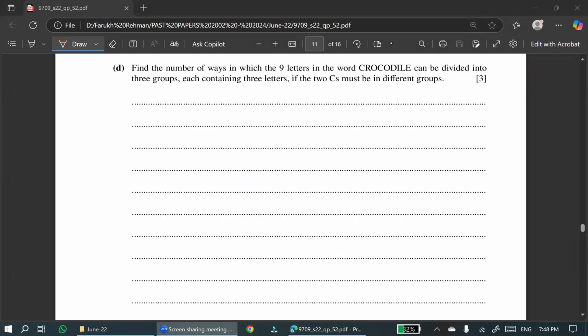Now D part. Find the number of ways in which the nine letters in the word crocodile can be divided into three groups, each containing three letters, if two C's must be in different groups. Now, there are how many C's? Two. There are how many O's? Two. And other letters are five.